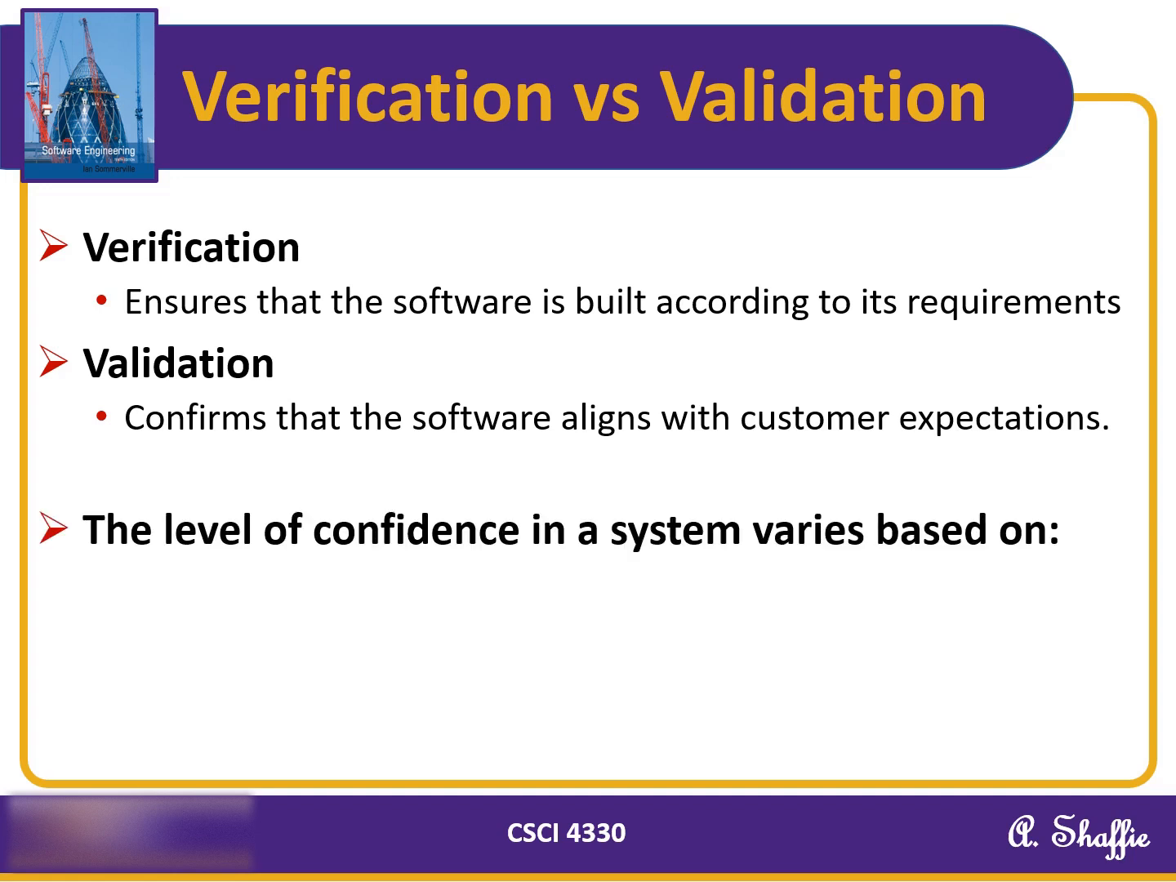However, the level of confidence we require in a system can vary, and it often depends on three main factors. The first one is the software purpose. Software that is critical, like safety systems in a car or medical devices, requires extremely high reliability. On the other hand, a prototype showcasing a new product idea doesn't need the same level of strictness or precision.